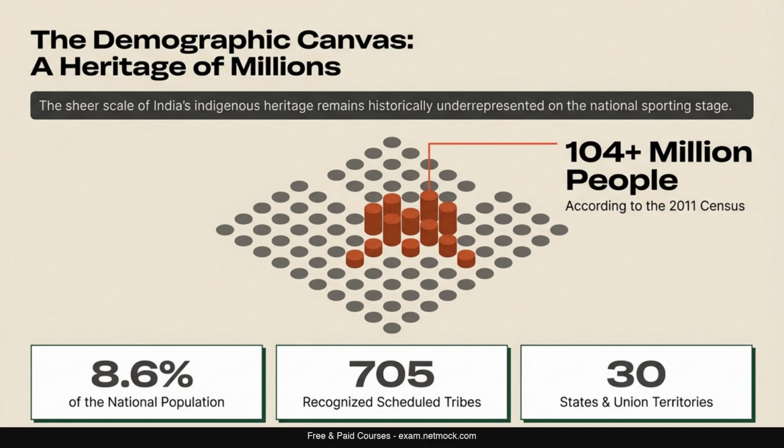India's indigenous heritage is vast but underrepresented in national sports. Over 104 million tribal people per the 2011 census, constituting 8.6% of the population, with 705 recognized scheduled tribes across 30 states and union territories. The Khelo India Tribal Games aims to change their sporting representation.